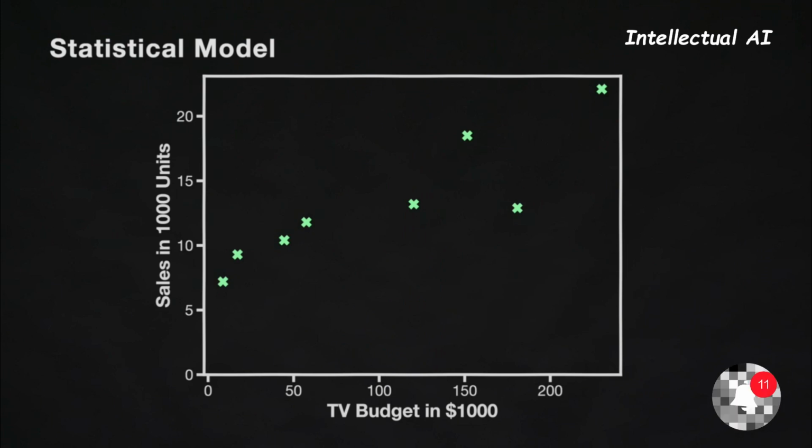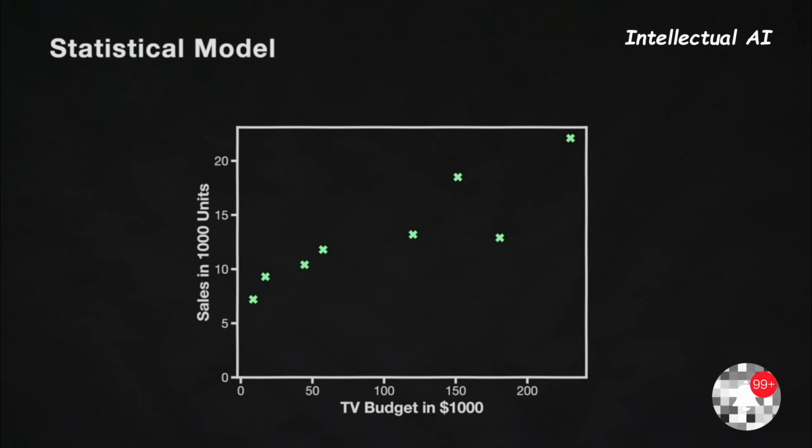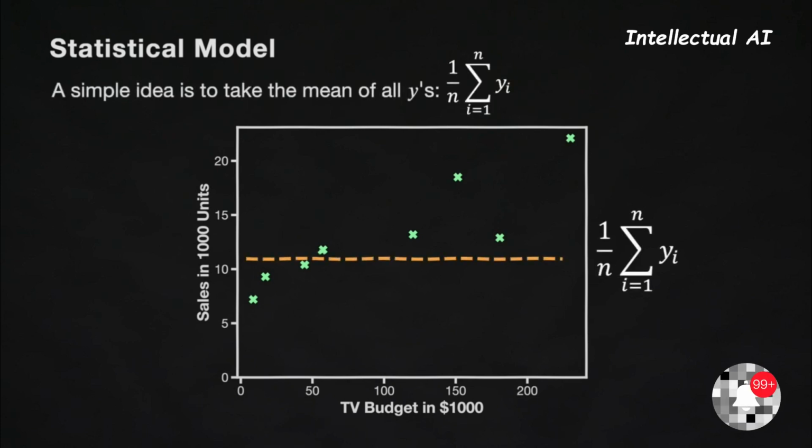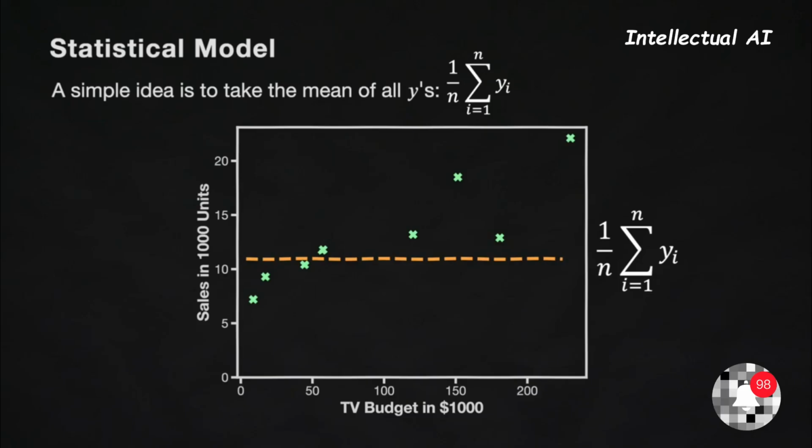Well, the first thing we can do is to come up with a very simple model. And for this simple model, we take the average of all the data we have, all the sales we have for all our observations, and we're going to call that our first naive model.